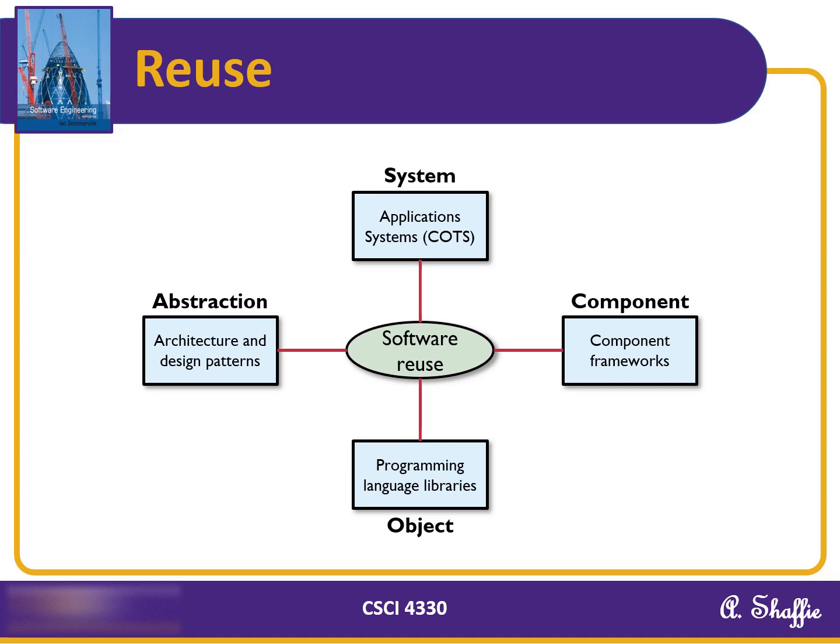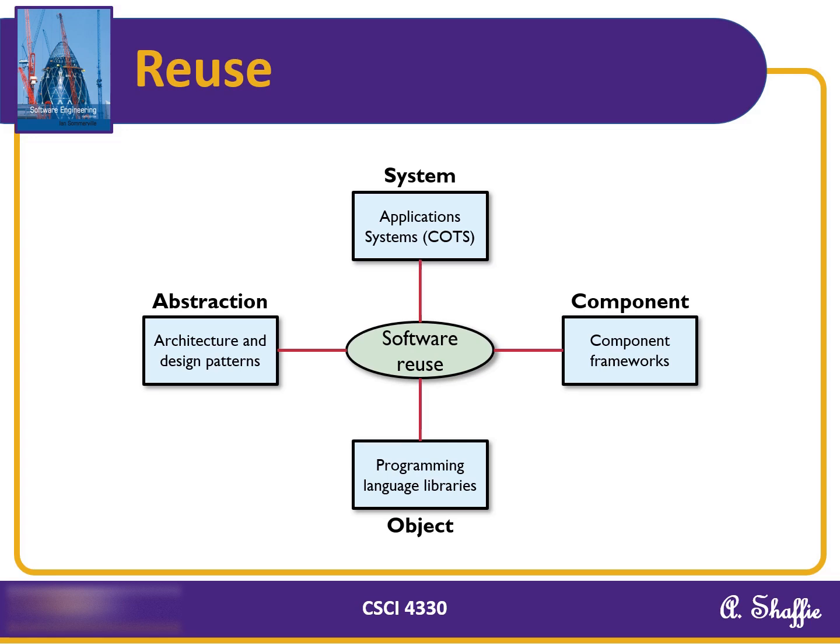The object level. Here you directly reuse objects from a library. Instead of writing new code, you pull in pre-existing objects that already perform the functionality you need. This saves both time and effort.